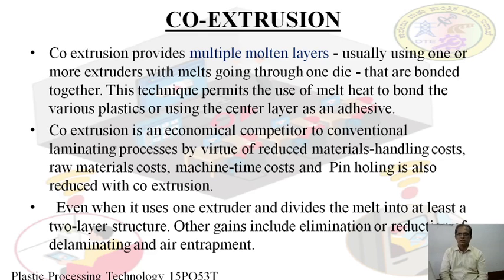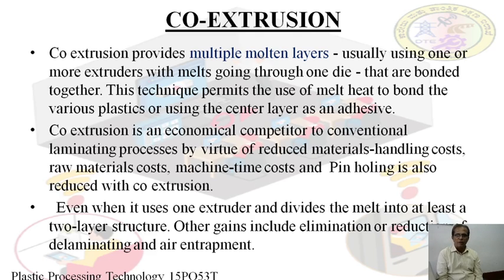Co-extrusion provides a number of layers, usually using one or more extruders with a melt going through one die, that are bonded together. This technique permits the use of melt heat to bond the various plastics, or using the center layer as an adhesive.